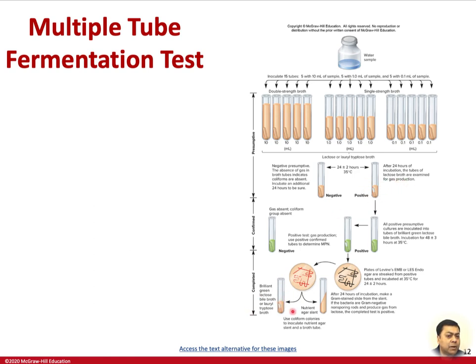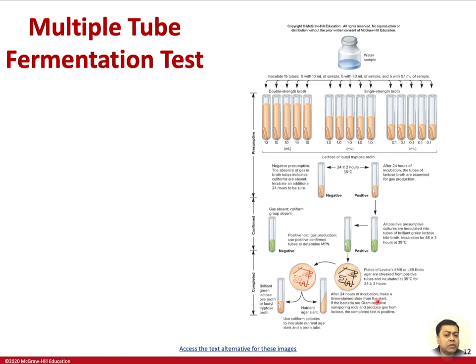This is the same experiment. You are again repeating this experiment, and then also you inoculate this bacteria into a slant. From that slant, you allow it to grow for 24 hours. You take the bacteria, make a slide, and do a gram staining.